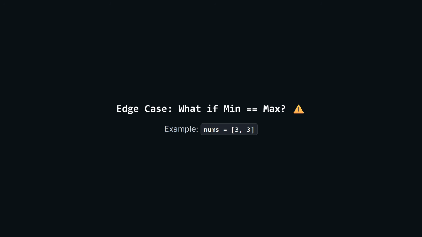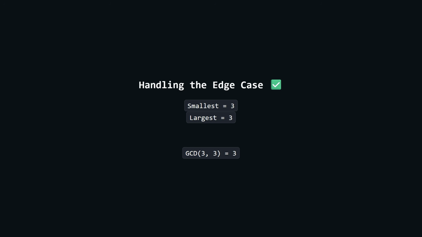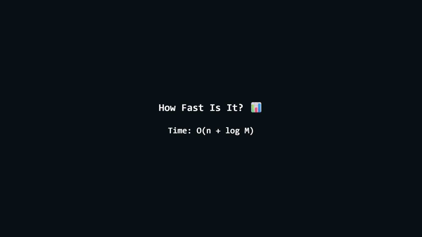Let's quickly talk about an edge case. What if all the numbers in our list are exactly the same, like a list containing just two 3s? In this case, the smallest is 3, and the largest is 3. The built-in math function handles this flawlessly, since the greatest common divisor of a number and itself is just that number. Let's look at performance.